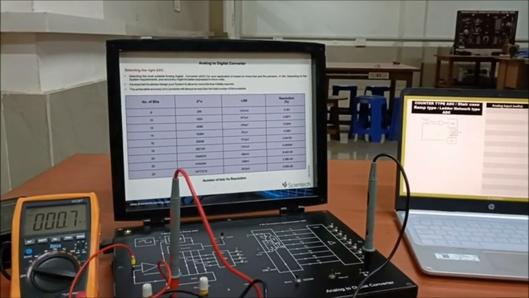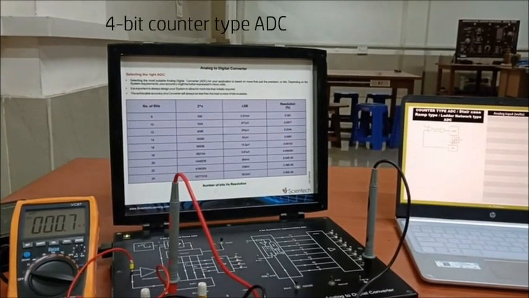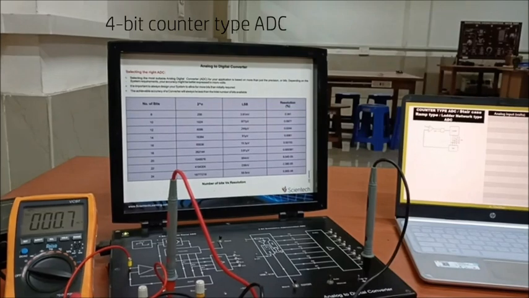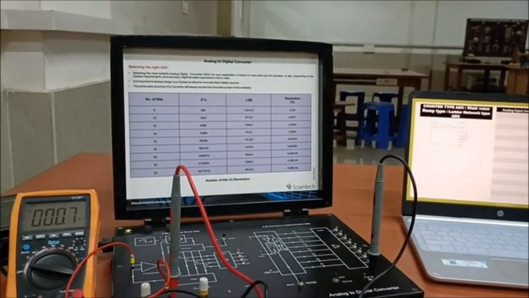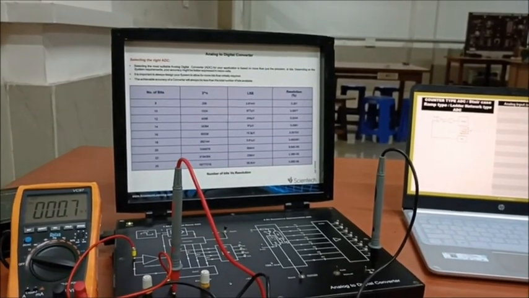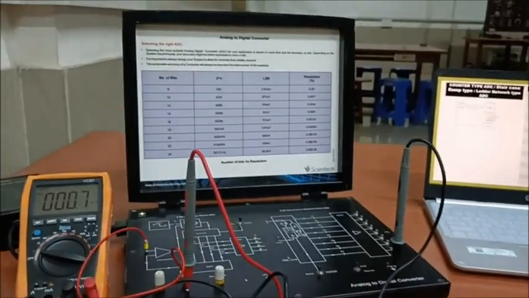So we are considering the case of a 4-bit counter type ADC, and we can take the corresponding readings of all the 16 voltage levels. Means there can be a possibility of 16 observations, and we are going to take every observation for this 4-bit counter type ADC. Okay, so let us start.